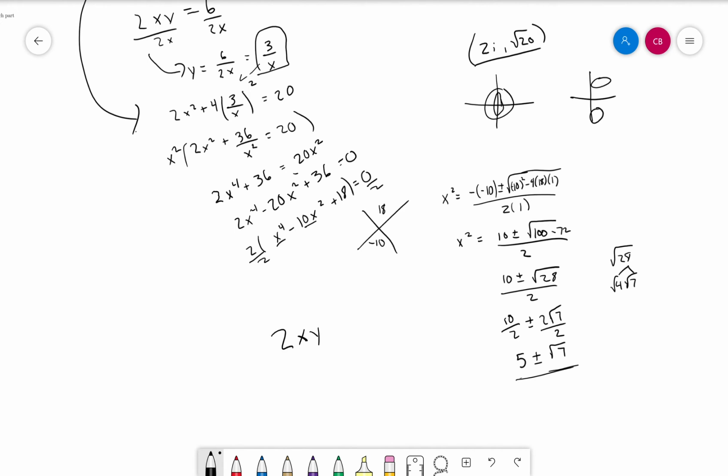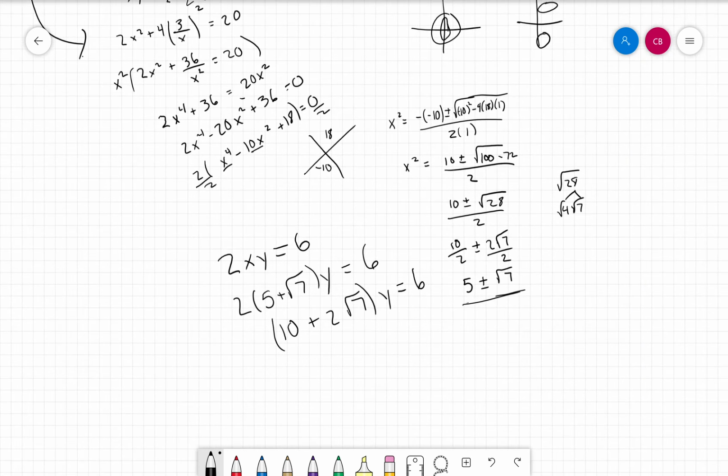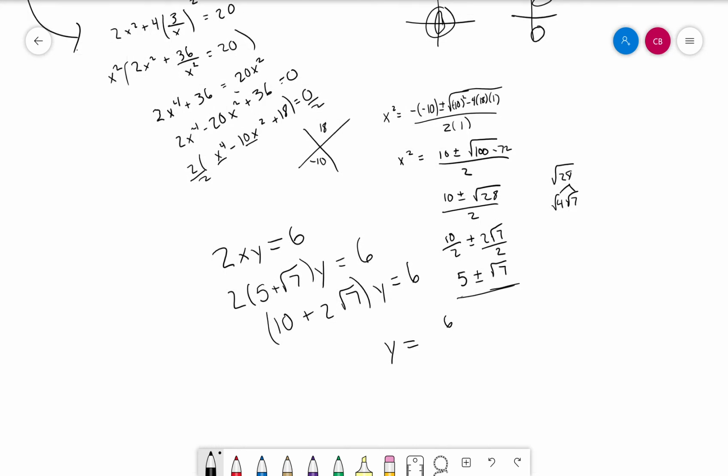So we have 2xy is equal to 6. But we have 5 plus square root 7 is x. So we have 2 times (5 plus the square root of 7) times y is equal to 6. That's 10 plus 2 square root 7, times y is equal to 6. So y is equal to 6 over 10 plus 2 square root 7.